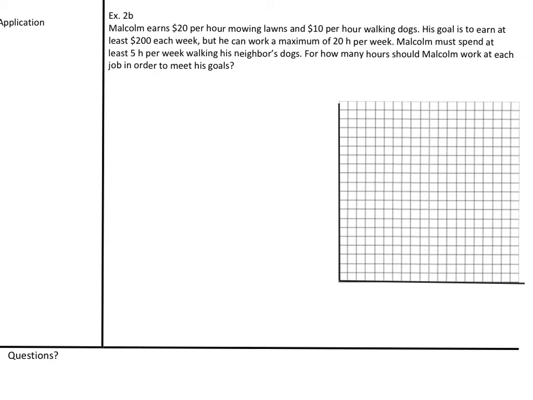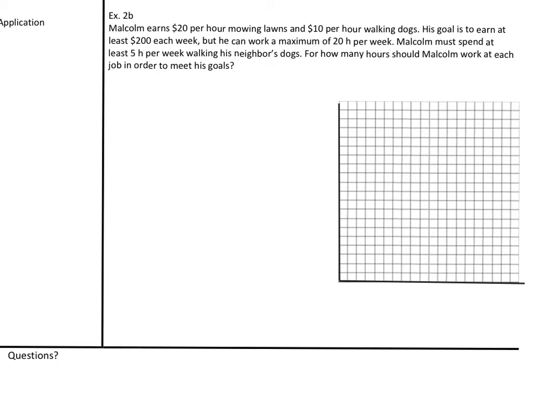Let's use what we just learned with linear systems of inequalities and apply it to this real-world situation. It says Malcolm earns $20 per hour mowing lawns and $10 per hour walking dogs. His goal is to earn at least $200 each week, but he can work a maximum of 20 hours per week. Malcolm must spend at least 5 hours per week walking his neighbor's dogs. For how many hours should Malcolm work at each job in order to meet his goal?